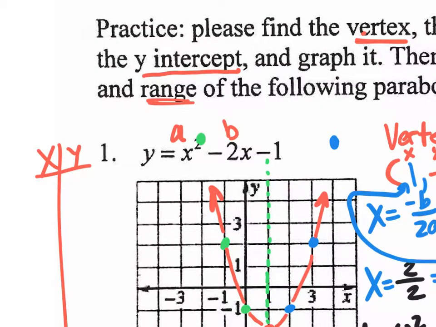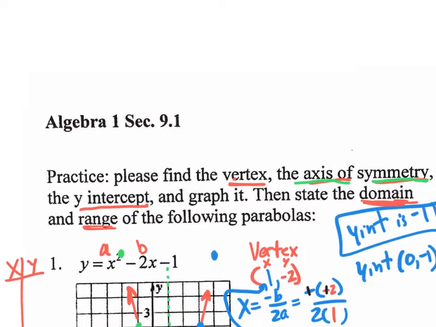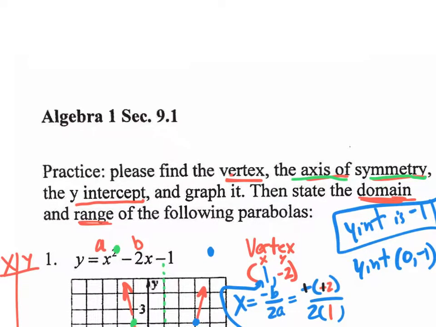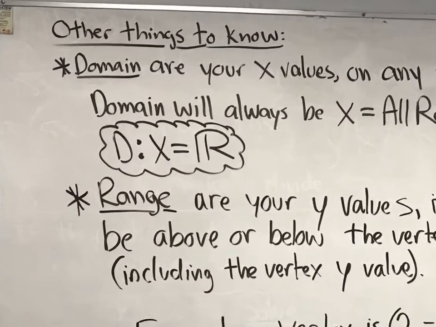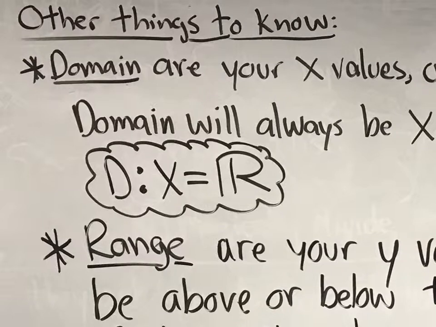Now, I hope we remember, and in case you forgot, you might want to go to the top part of your paper, and let's write this down. So these notes are on the board. It says the domain are your x values. We should know that. And the range are your y values. So domain are your x's, they're your inputs. The range are your y values, they're your outputs.